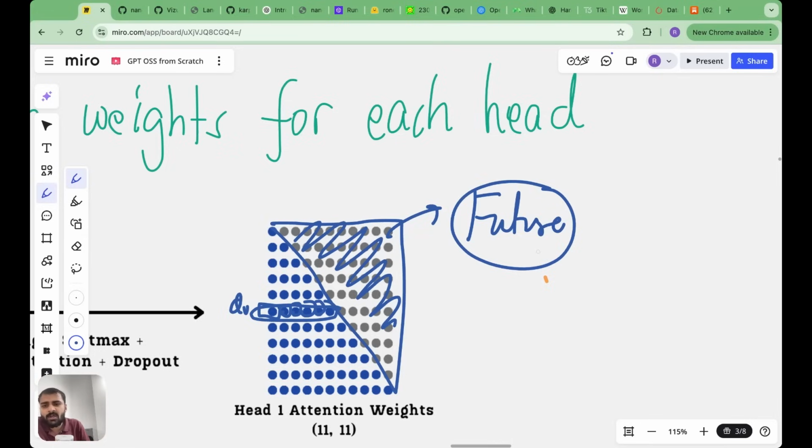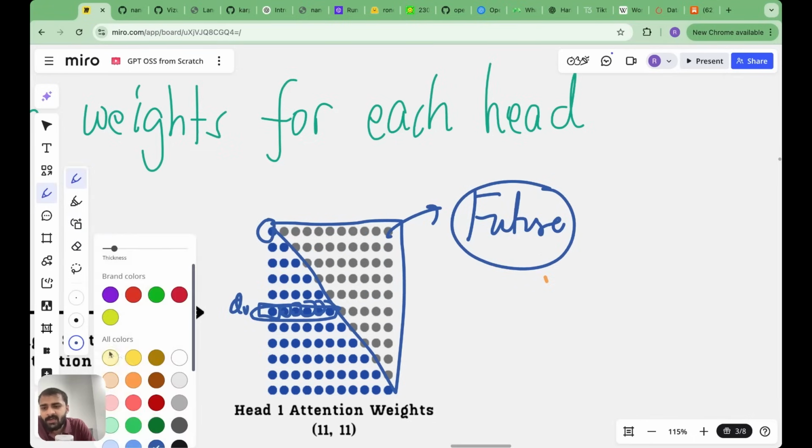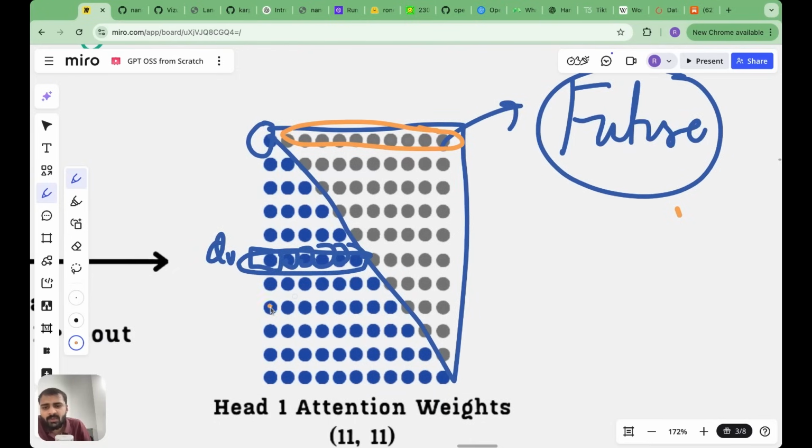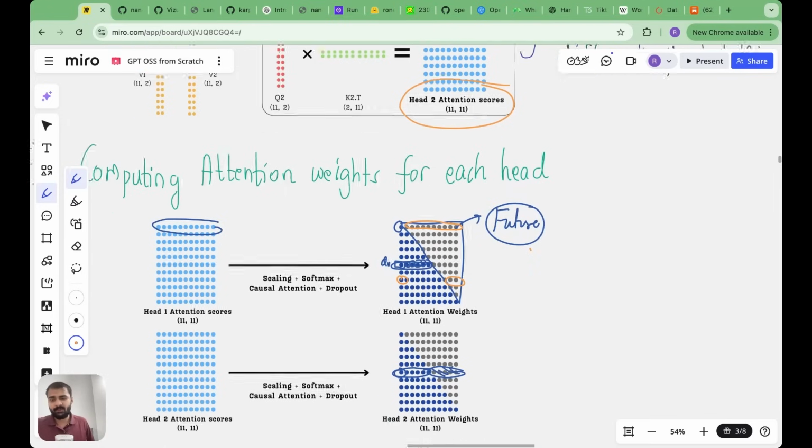For the first token, so let me rub this a bit and use a different color. For the first token, everything which comes after it is a future. So all of this is blocked out. But for tokens over here, very few tokens come after them. So a small number of tokens are blocked out. This is called causal attention.